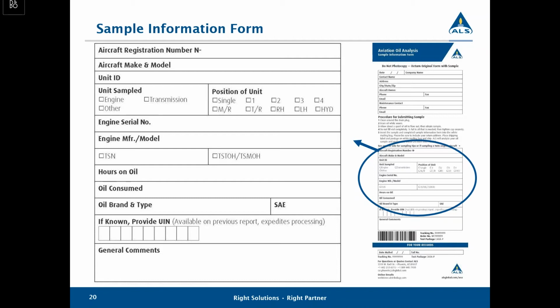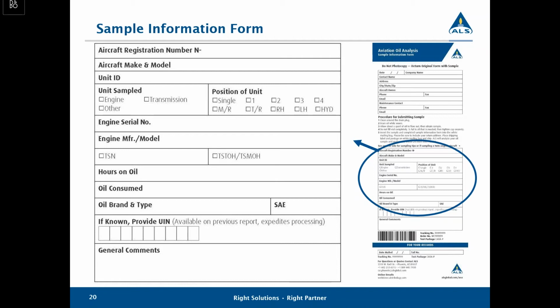Aircraft make and model isn't as important. It's very good for record keeping, so we do like to have it and add it. There's a space for you to mark where you sampled it from, engine, transmission, or other. You can make a note there if you'd like, if it's a hydraulic system. You can mark the position, so we know that there's a lot of twin engine aircraft as well. So we give you the ability to identify what's the left and right hand side.